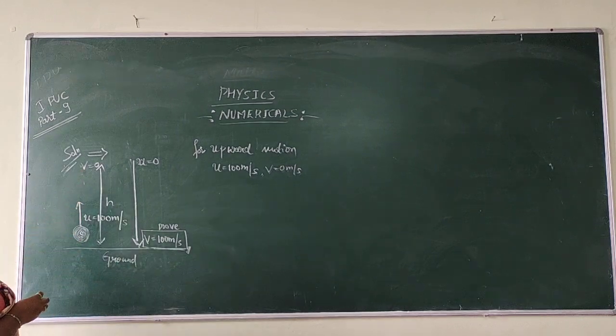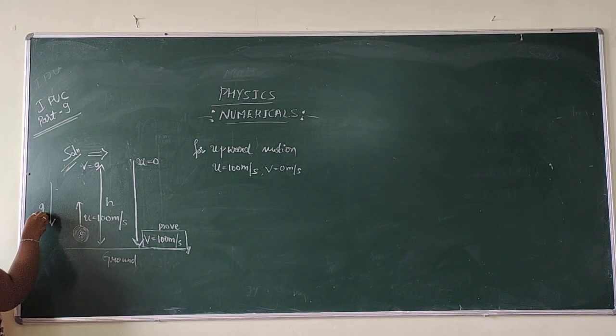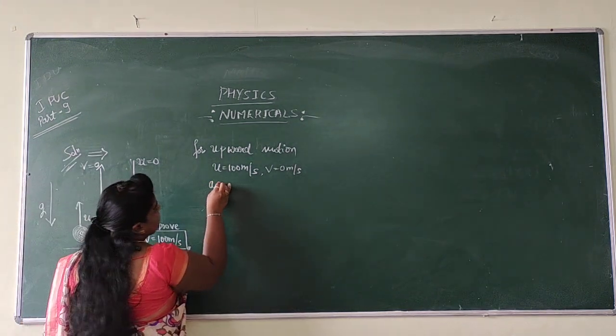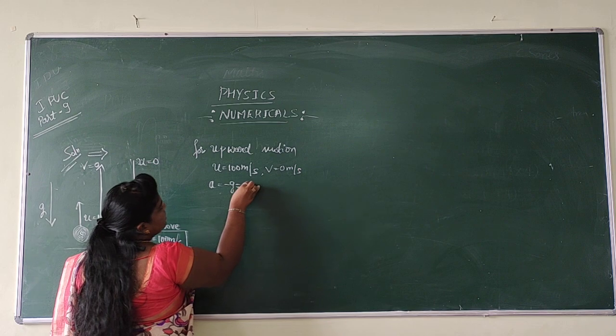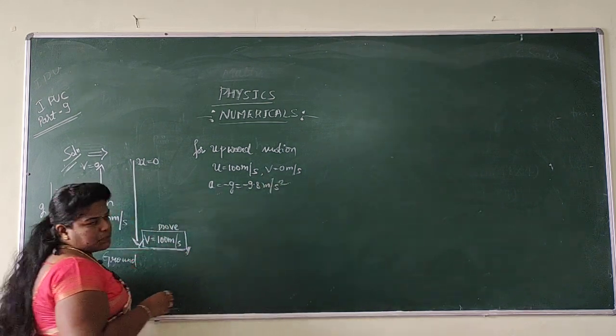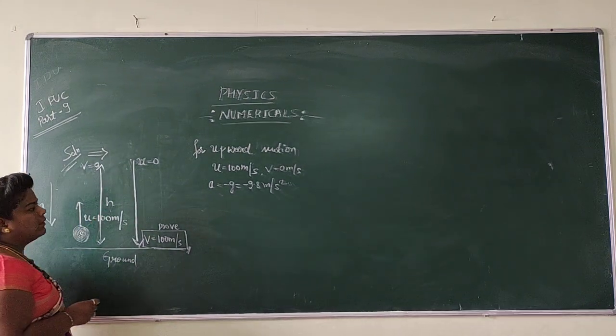Dear students, we are throwing a ball upwards, but the acceleration due to gravity is always downwards. For the upward journey, the acceleration is equal to minus g, which is equal to minus 9.8 meters per second square. Right? Now let us move on to the calculation of height.